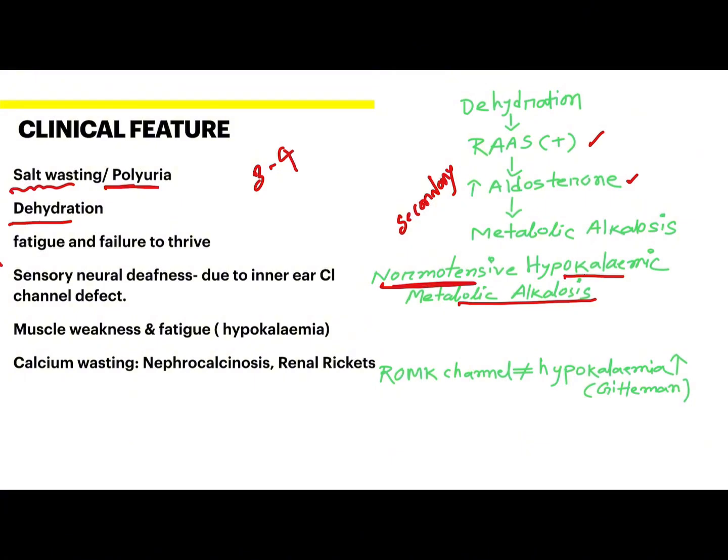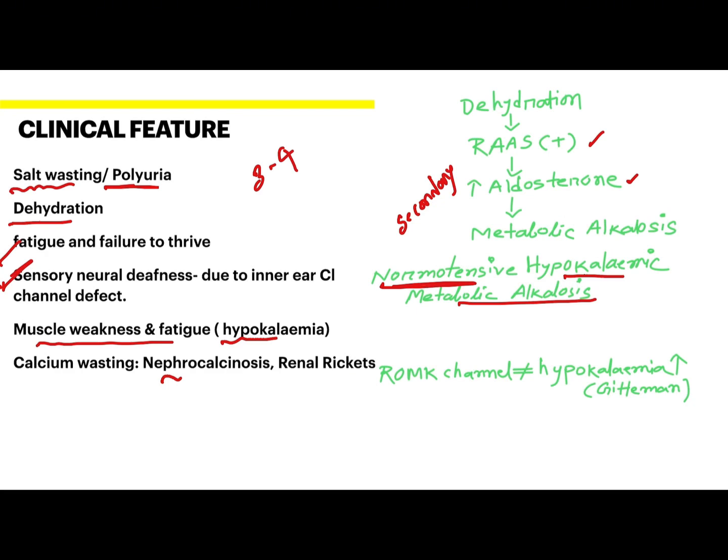Due to hypokalemia, there will be muscle weakness and fatigue. And as there is loss of calcium, this calcium chelates with phosphate and leads to renal stones, that is nephrocalcinosis. Also, you will find features of renal rickets, which is very different from traditional nutritional rickets. In renal rickets, there will be features like failure to thrive or delayed dentition.